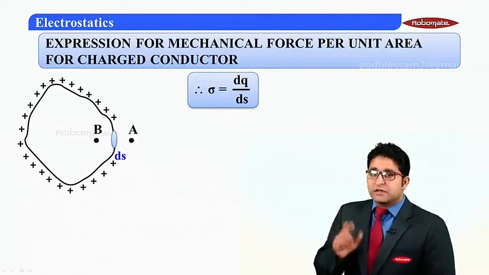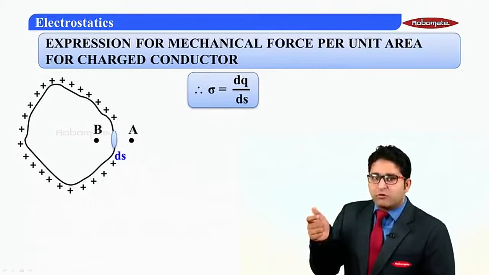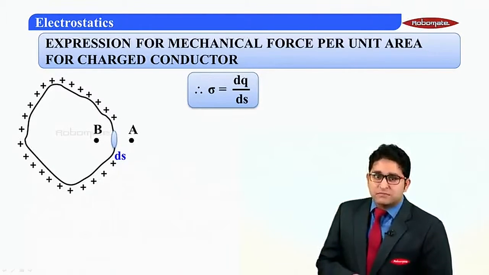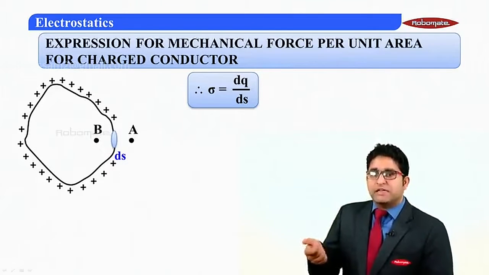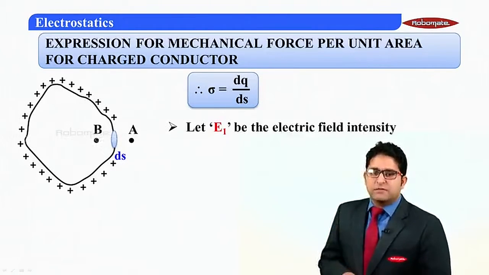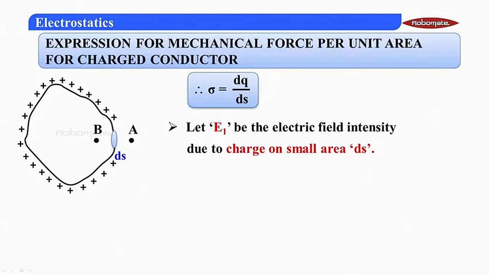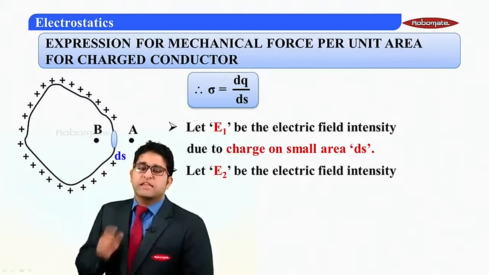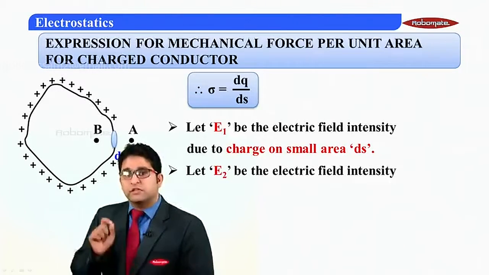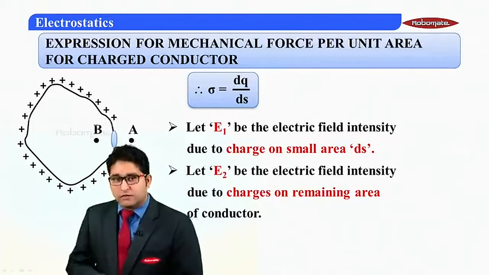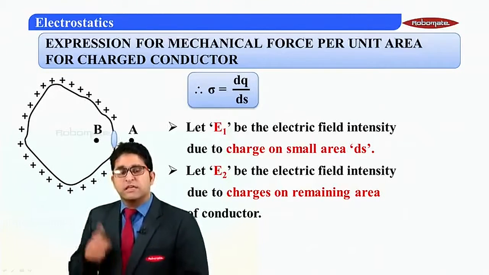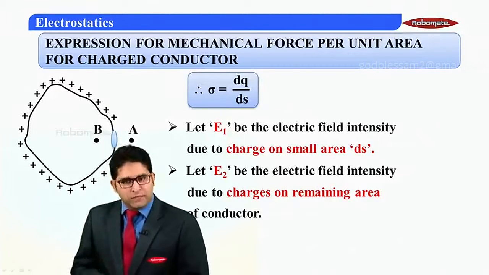Now students, this elemental area ds will have some amount of charge, and that will be elemental charge, and that will produce intensity at point A as well as at point B. So let E1 be the electric field intensity which is produced by the elemental charge, or rather by the small charge which is present on small area ds. Now students, the way the smaller charge has produced intensity, in a similar way the charge on the remaining area will also produce intensity. So let E2 be the electric field intensity which is produced by the charge on the remaining area of the conductor. So E1 is the intensity due to small charge, E2 is the intensity due to charge on the remaining area. Now let us move further.